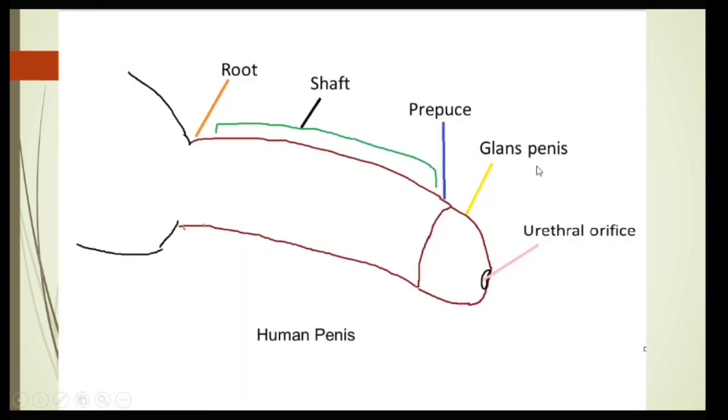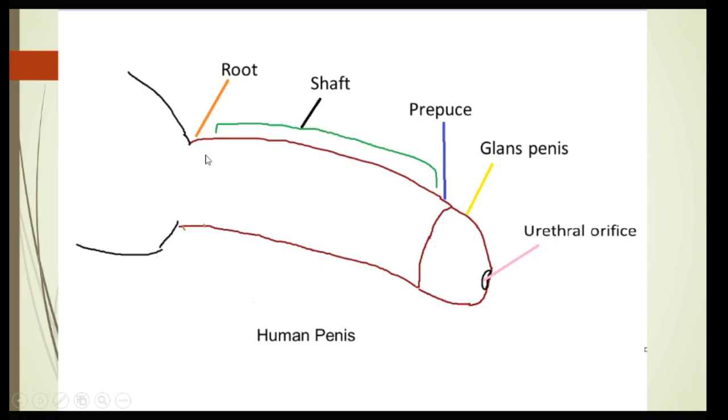Now, in this figure you can see this is the general body surface. Just see this figure carefully. We can see from here the penis arises, and it ends over here. The part of the penis with the help of which it is attached to the general body surface is called the root. So this is the root. With the help of the root the penis is attached to the general body surface.